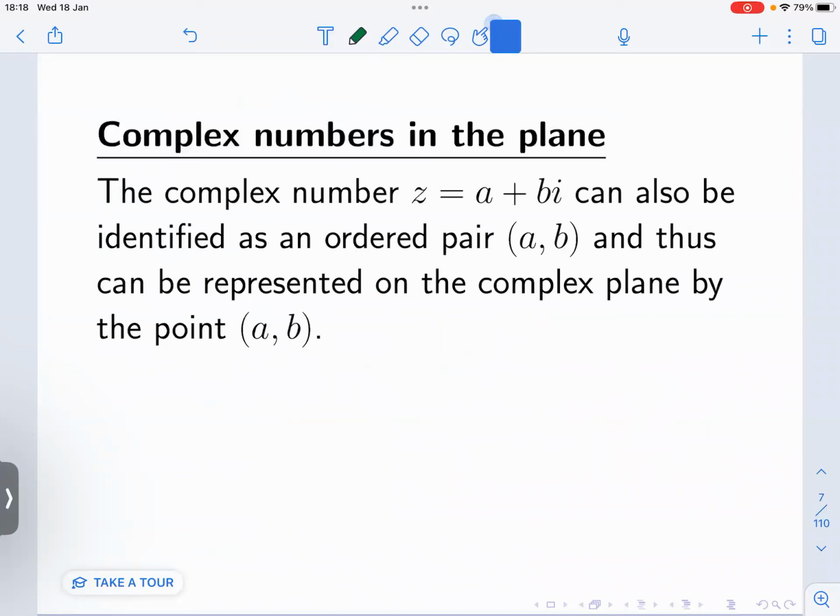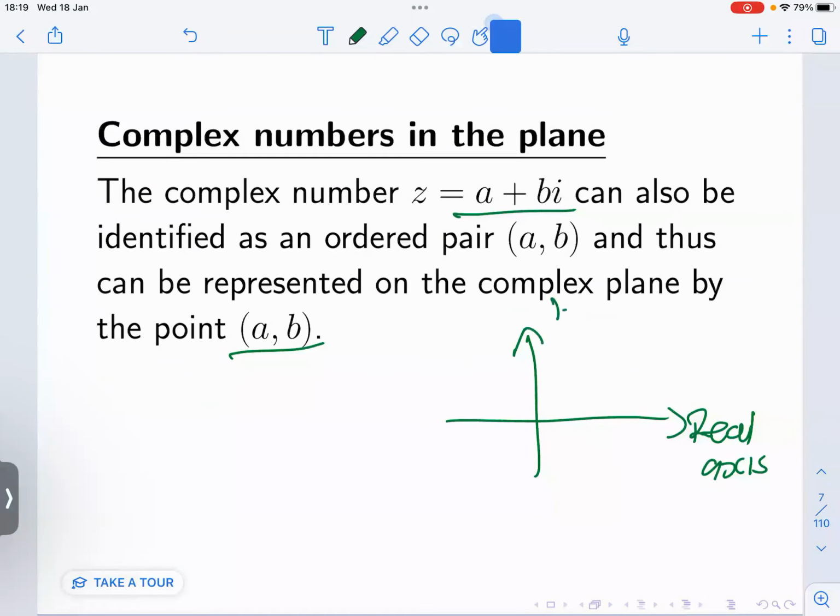Now, a complex number in the form a + bi can also be identified as an ordered pair and thus be represented on the complex plane by the point (a, b). This complex plane is also referred to as the Argand diagram, where the horizontal axis is called the real axis and the vertical axis is referred to as the imaginary axis.